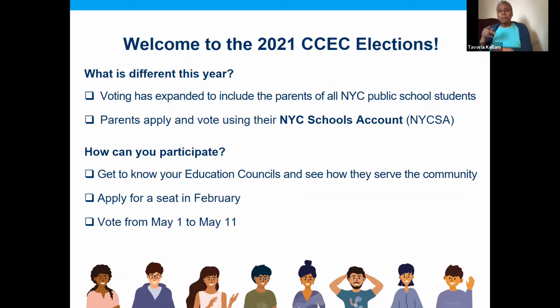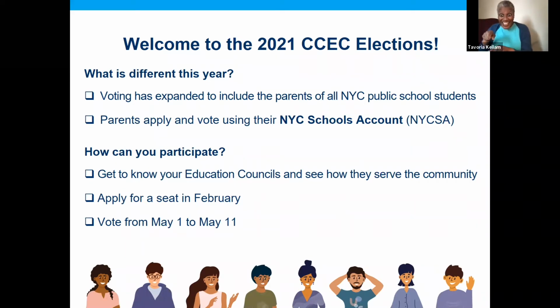In 2019, CEC members lobbied the state to revise the law around education councils so that voting is no longer restricted to 3 parents in every school, but open to all parents of New York City public school students. Now, in order to manage an electorate that has grown from 5,000 to over 1 million parents, the DOE is using the New York City Schools account. This is a website. It allows parents to view important information about all of their students in one place. You may have heard of it as NYCDOE or My Student, and you'll learn more about it later.